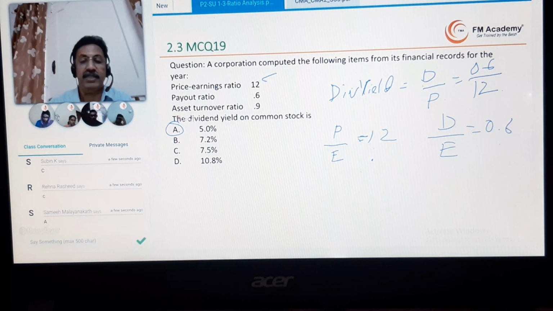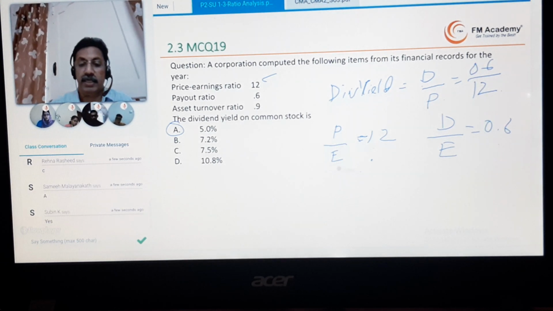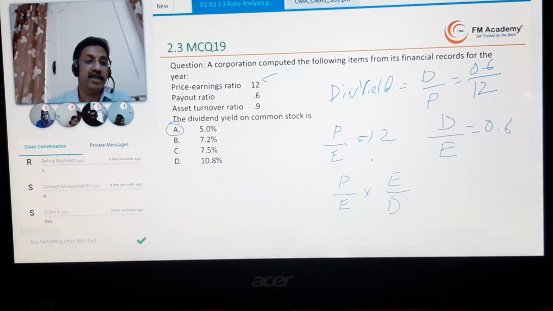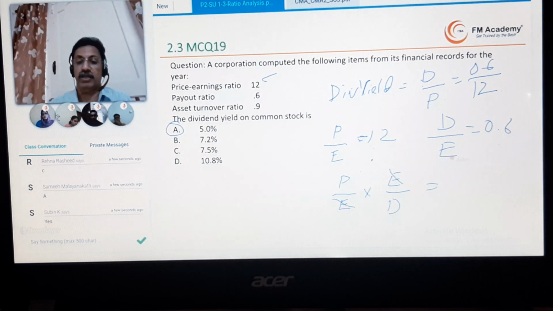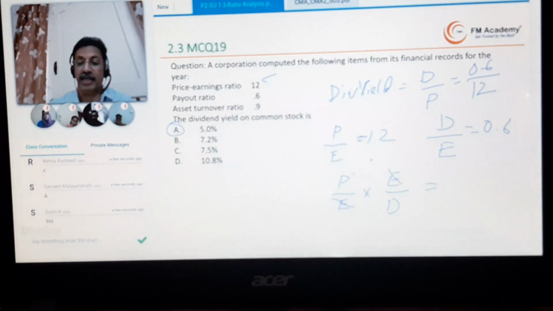Did you understand it? If you take P divided by E divided by D divided by E, that means multiply by E divided by D. Multiply by the reciprocal. So E cancels. So what are you getting? No, 1 minute. I did something wrong.